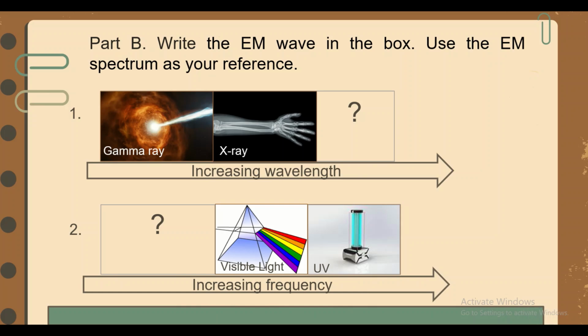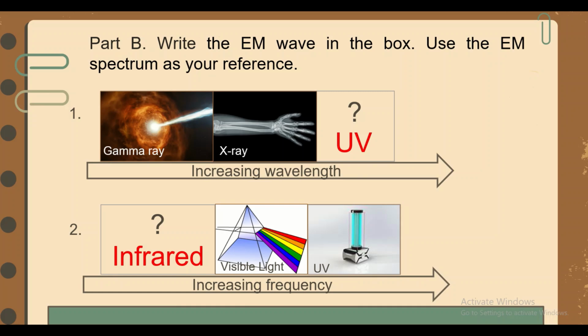Time's up. Let us answer. Number 1, from gamma ray, X-ray, if it's increasing wavelength, the third EM wave will be UV rays. Did you get it right? And number 2, what would be the first before the visible light and the UV rays? If it's in increasing frequency, it will be infrared. Yes. Did you get it right?